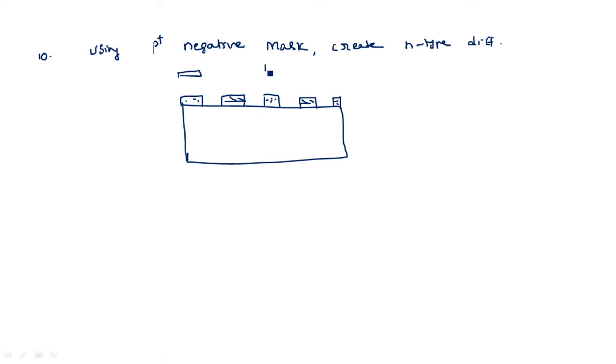Here is the mask from here to here. As already we have created P plus diffusion, here it is a diffusion area, here it is a diffusion area. Okay, this is P-type in N-well region. Now in this step we are diffusing N plus regions. So it is N plus region, it is another N plus region. Okay, it is a P-type substrate. Okay, next one, what is the next step?